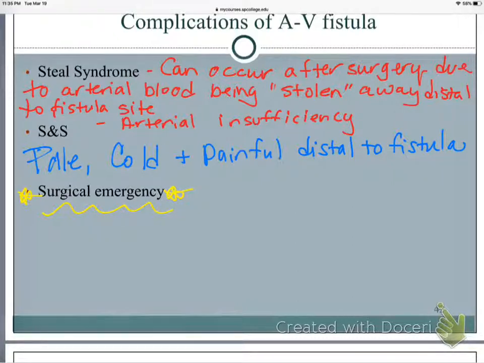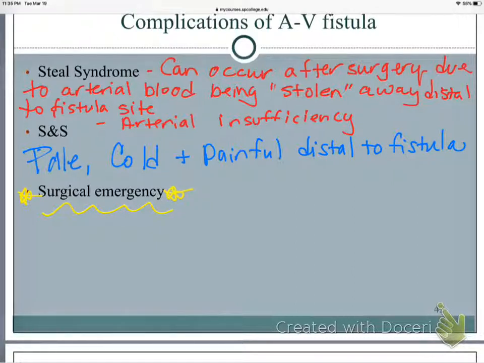Complications of AV fistula. What can happen, not with dialysis, but just with AV fistula or graft, is called steal syndrome. Have you all ever heard of steal syndrome? It's a term used to indicate blood is being stolen away. This can occur after surgery, and it happens distal to the fistula site.